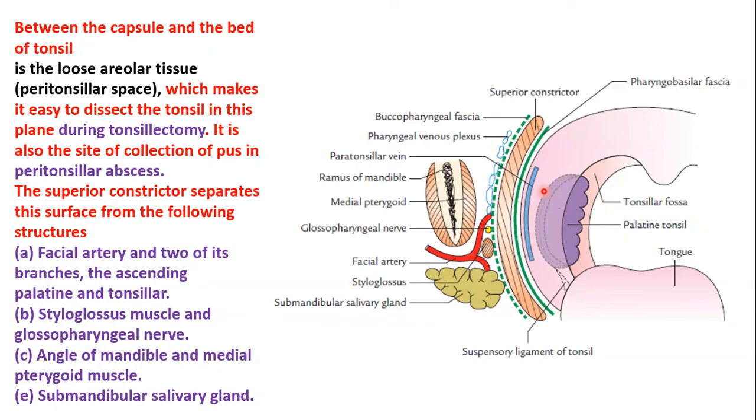Now this is another diagram showing the parts forming the tonsillar bed. This is the fascia, this muscle, and then again the pharyngobasilar fascia.